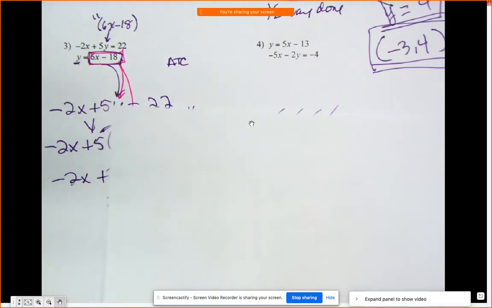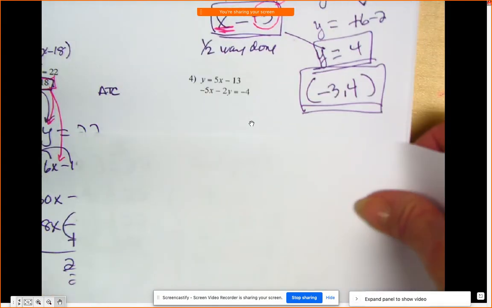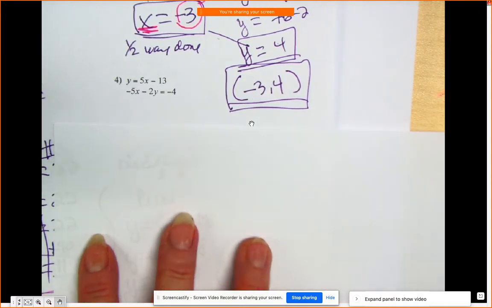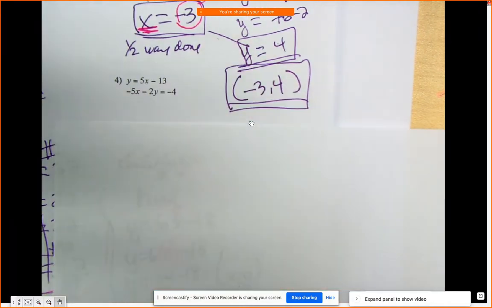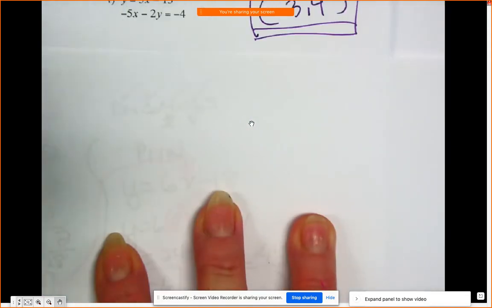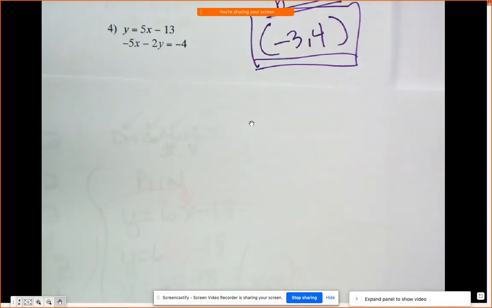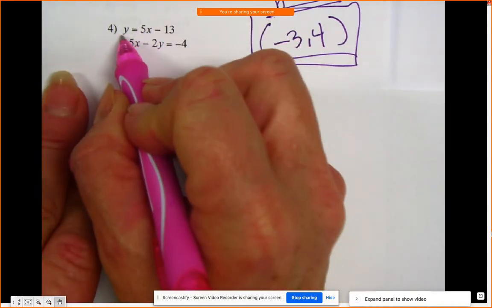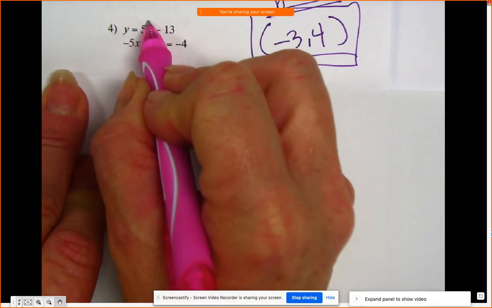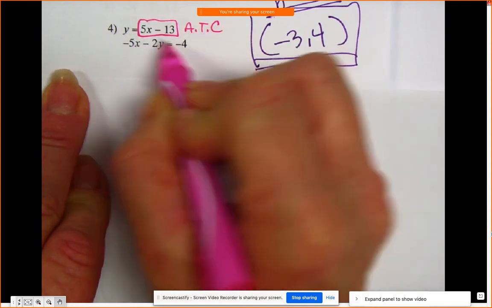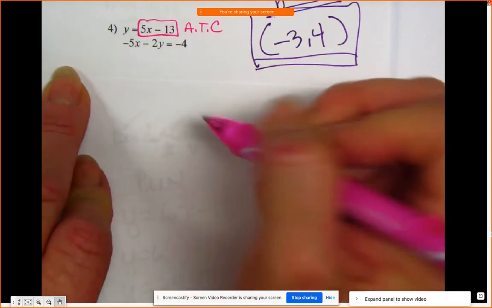Okay, I'm now going to do substitution, where only one of the equations is solved for y. It's not very often that you get both of them solved for y, where it says y equals and y equals. Well, the first one tells me y is equal to all of this, all that stuff.